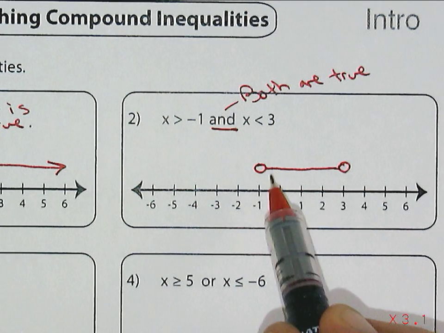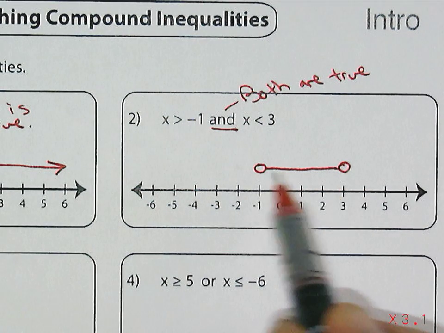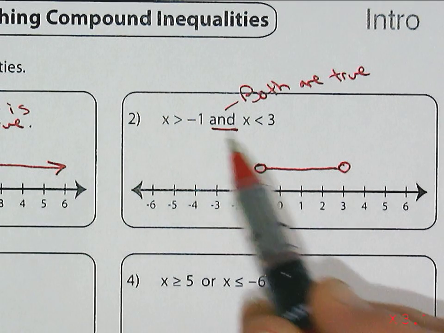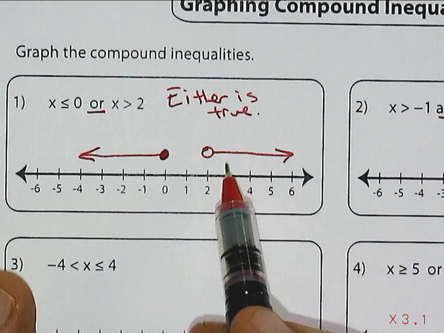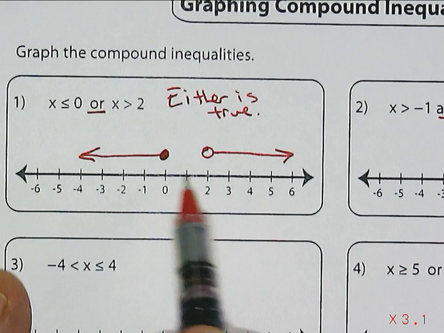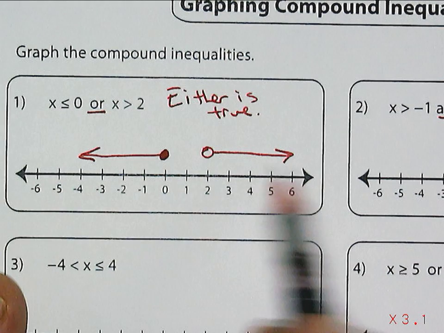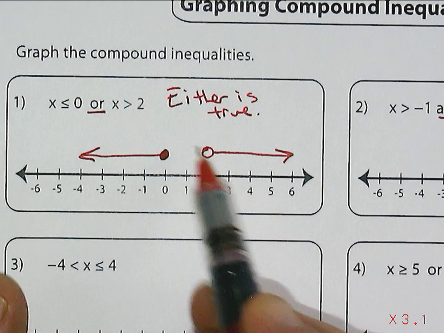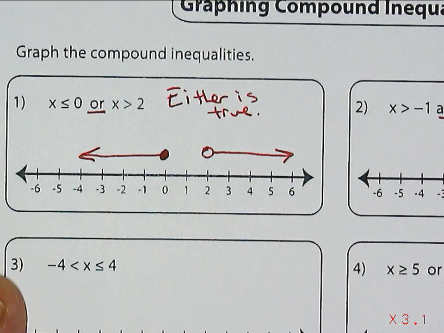You can see that there's a very limited number of answers for this compound inequality, whereas for the or one, there's lots and lots and lots. In fact, there's an infinite number of answers because you can go infinitely in either direction. There's actually only a few numbers that are not true for that one.